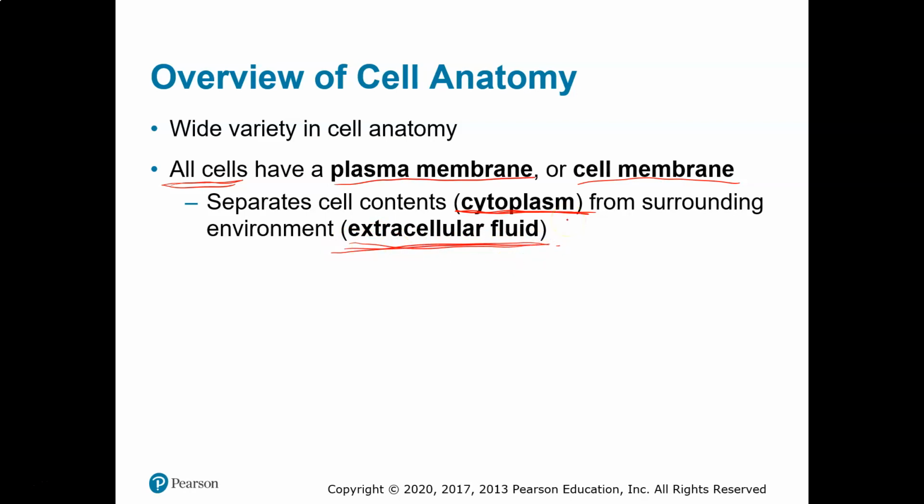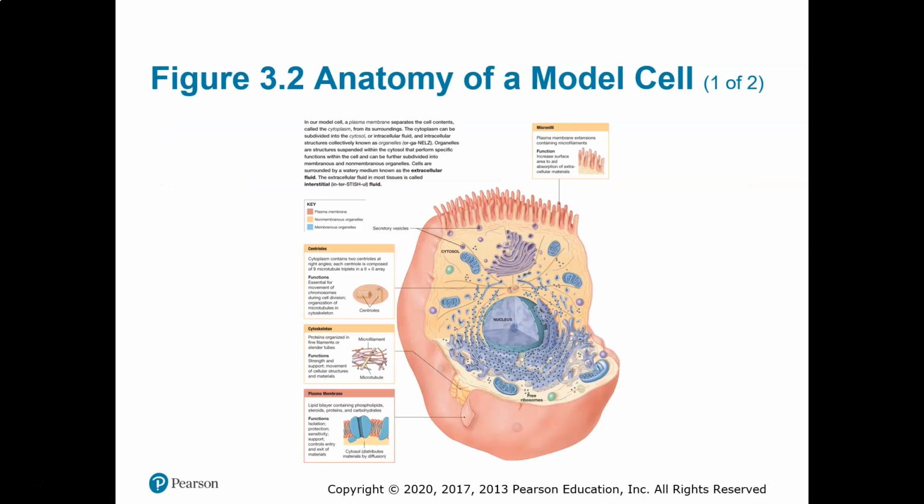The plasma membrane separates the cytoplasm, which is everything inside the cell, from the surrounding environment, which typically is an extracellular fluid, except for the cells on the outside of your body, your skin cells that are exposed to the atmosphere. The only time they're surrounded by fluid is, for example, if you go swimming or take a bath or a shower. But most of our cells are surrounded inside of our body by fluid, and we call that extracellular fluid.